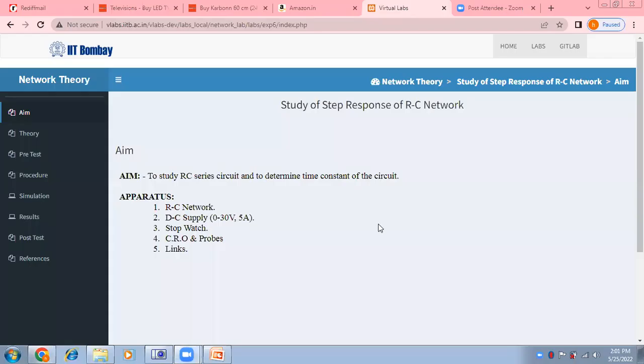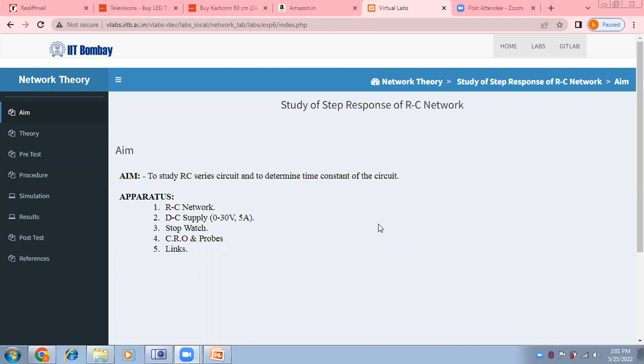So today we will conduct one experiment on capacitor. So we'll study the charging and discharging of the capacitor. The aim of the experiment is to study RC series circuit and to determine the time constant of the circuit.